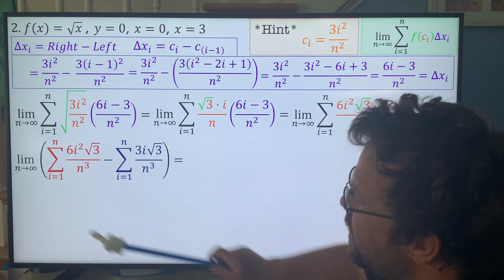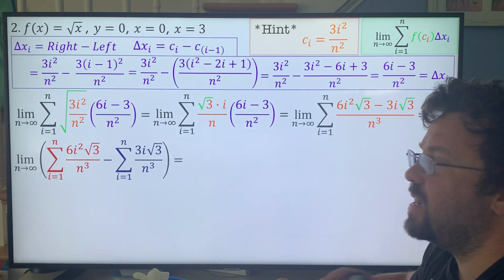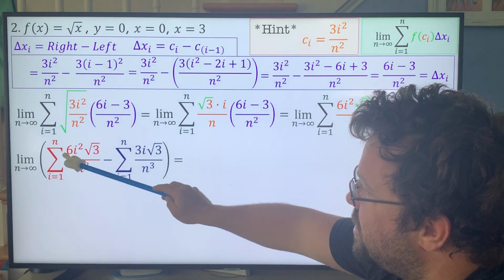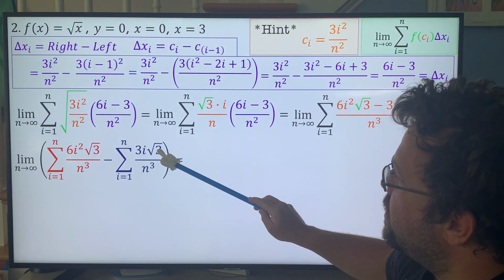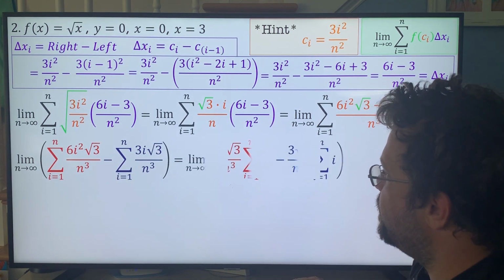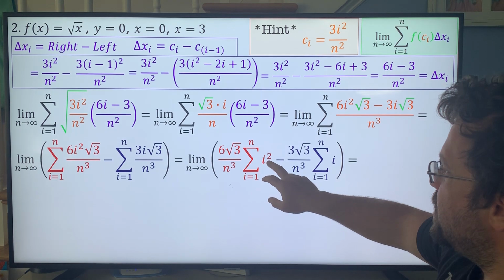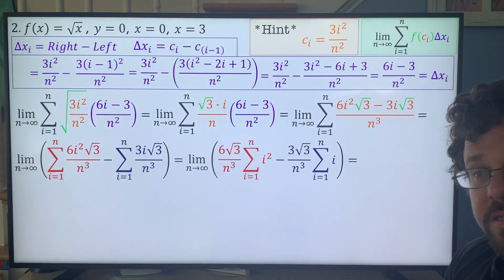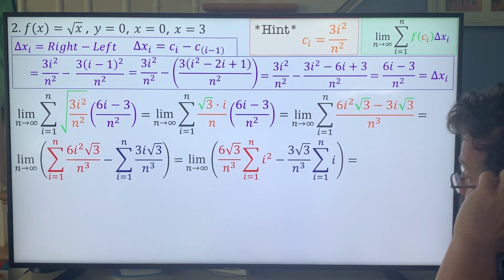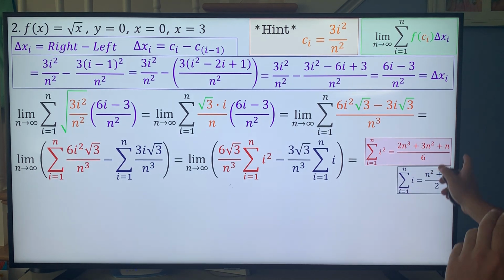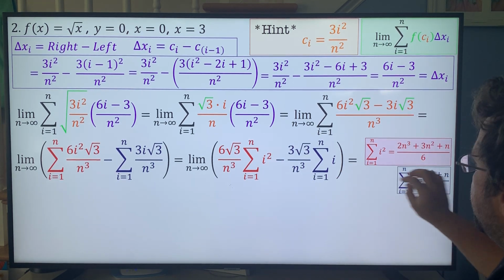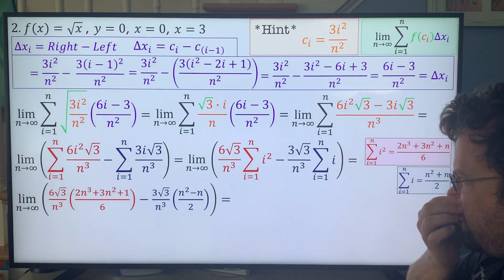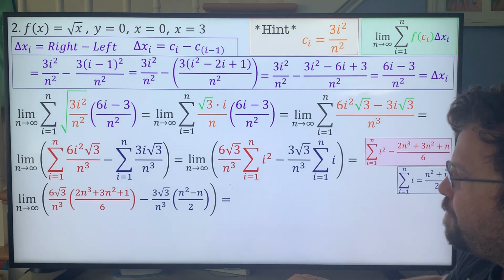So I split it up, and now I can pull out everything that's not an i out front. So in this case, I can pull the 6 square root 3 over n cubed out front, and the 3 square root 3 over n cubed, pull it out front. That leaves me with my i squared and my i. The reason I do that is so I can use my expanded summation formulas, which happen to be from the first slide, right there. This goes in for the i squared. This goes in for the i. See, it's not really that bad.